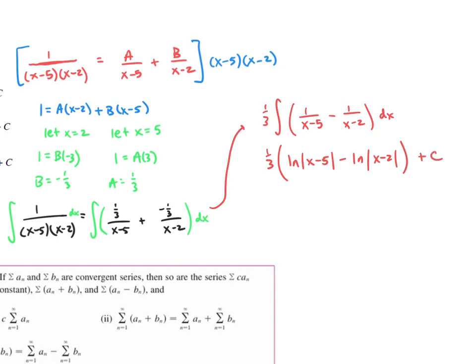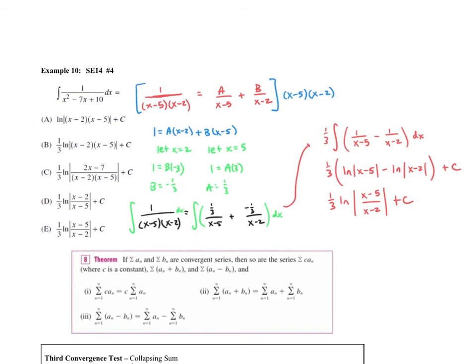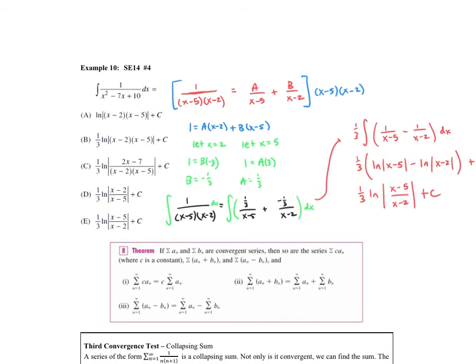Keep in mind that the 1/3 is impacting the c, but it's still just a constant. So we can just worry about it as just plus c. Okay, remember combining logarithms, we have the absolute value of x minus 5 divided by x minus 2. And then we have plus c, and that's going to be our final answer, which is option E.